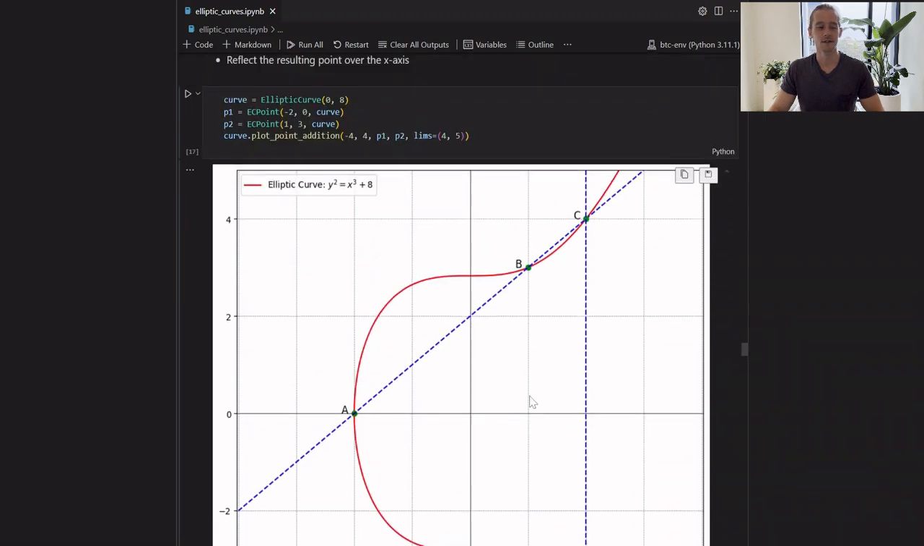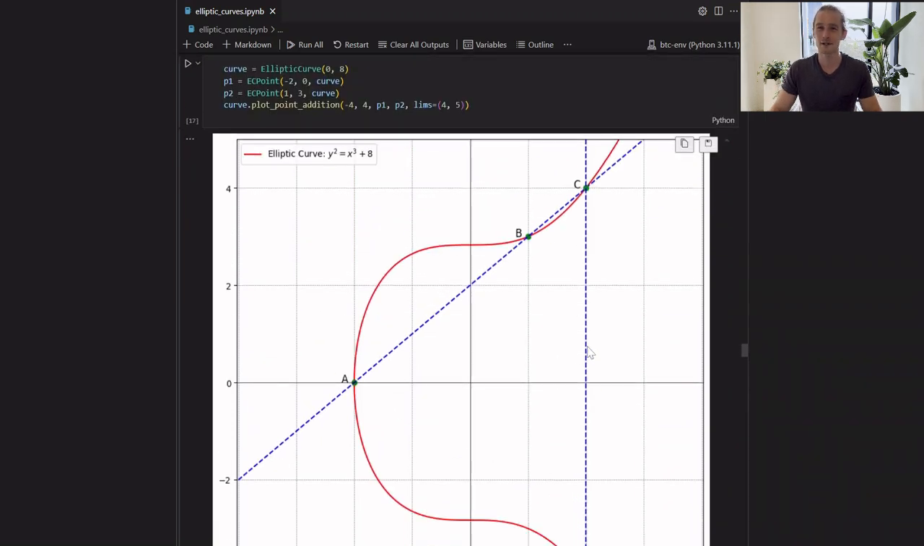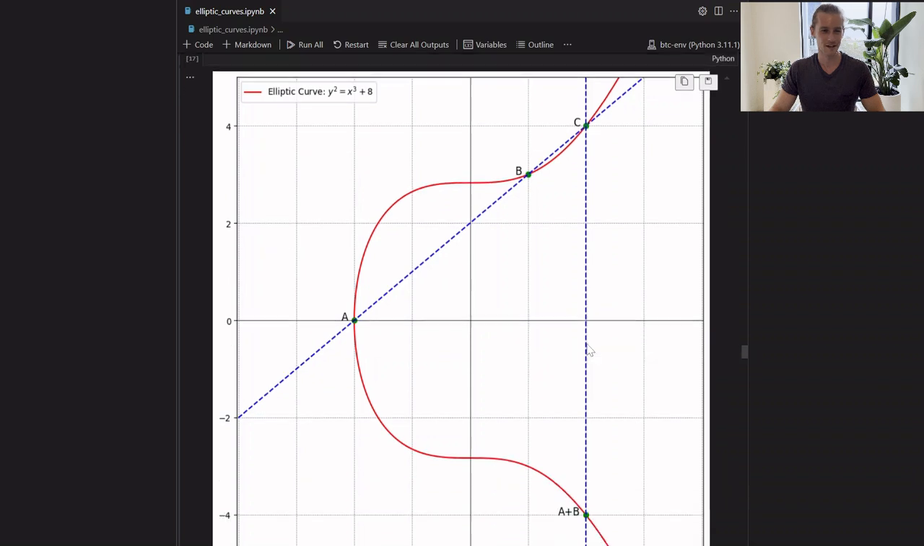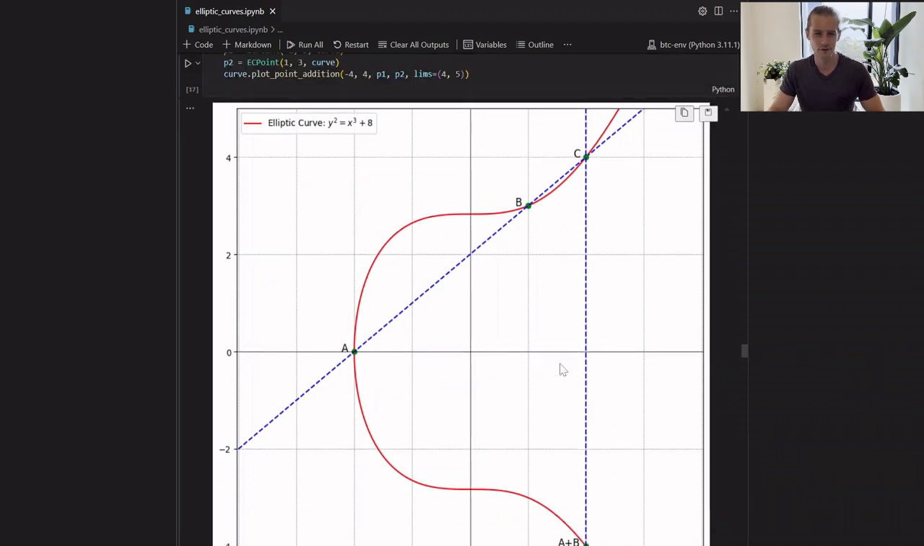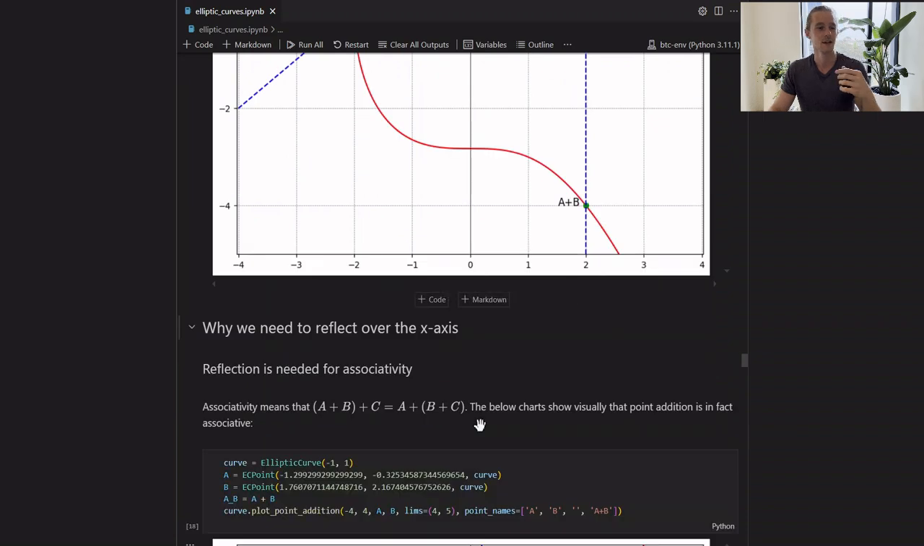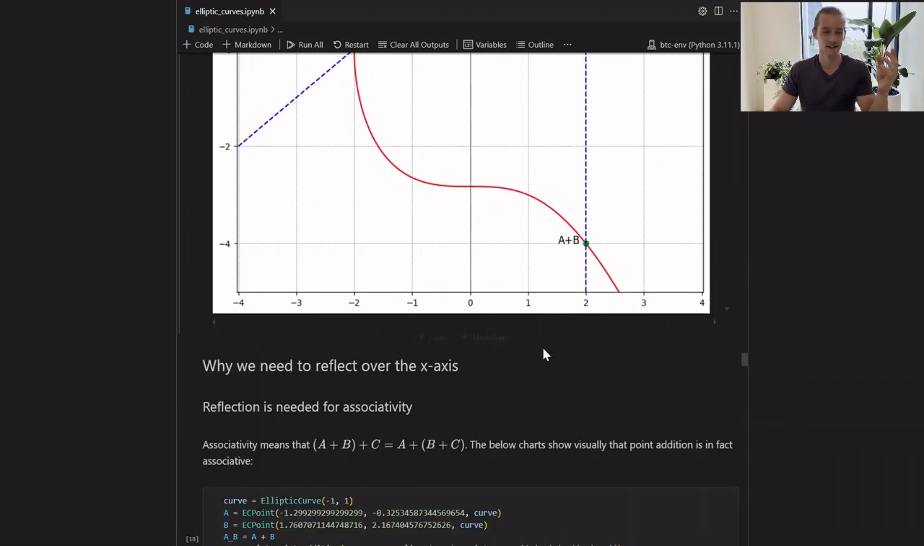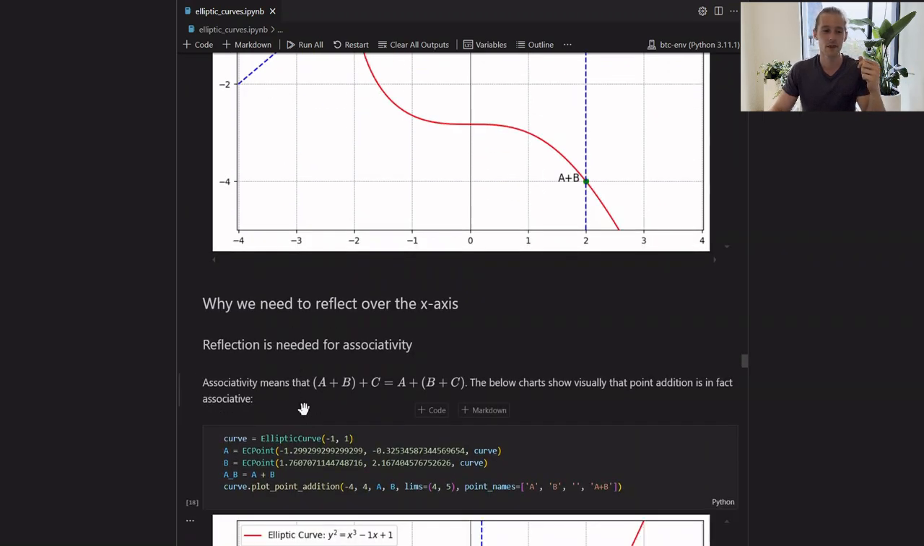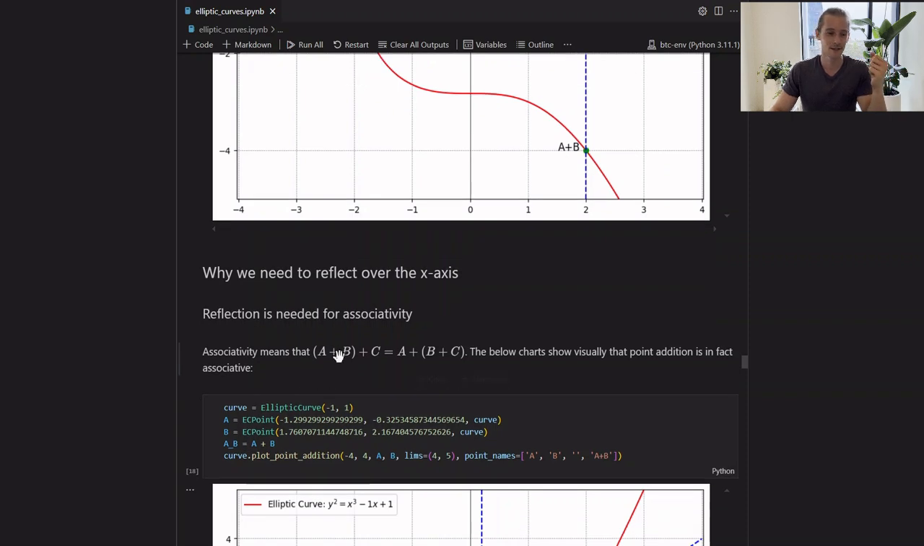Now, this might seem a bit unintuitive, and it was a bit confusing to me in the beginning as well. I was like, why do we do this reflection over the x-axis? It actually turns out that there's a mathematical explanation for this, but there's also a more intuitive explanation, which is that we need to reflect over the x-axis for associativity. So remember that associativity means that first doing A plus B and then adding C should give the same result as first doing B plus C and adding that to A.